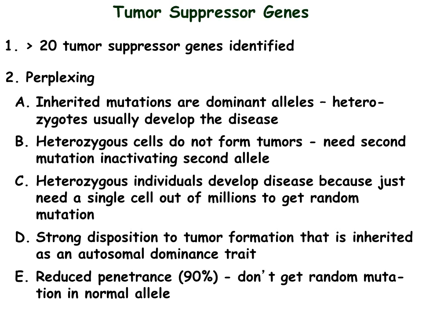So it's a strong predisposition to tumor formation that is inherited as an autosomal dominant trait, although it does have reduced penetrance, about 90%. So if they don't get that random mutation, they lucked out and they don't get the cancer.